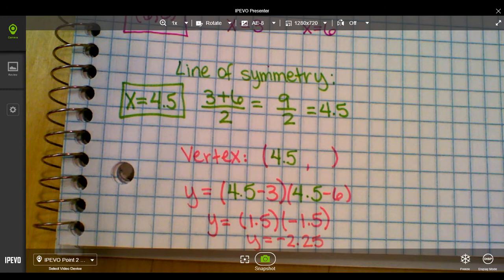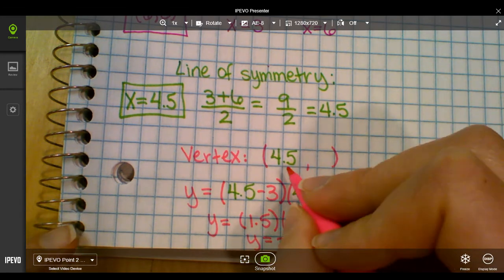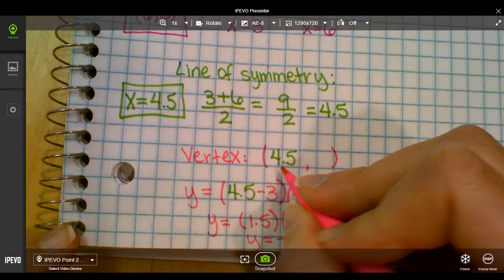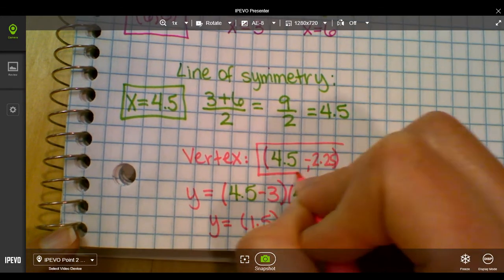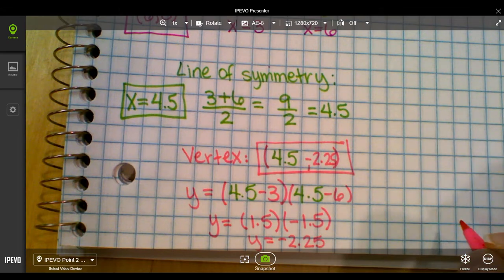2.25. So again, if I want to write out my whole vertex, I know when I plugged in my x value 4.5, I got out my y value of negative 2.25. So this is my vertex.